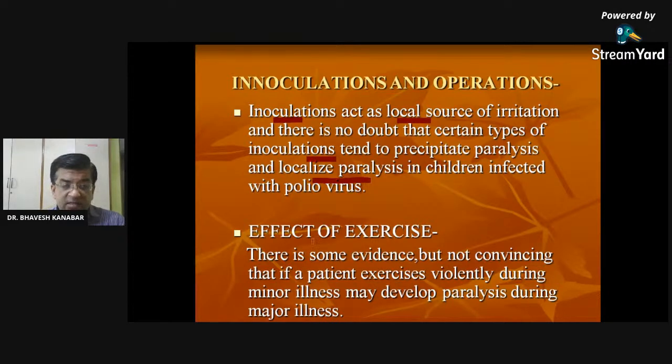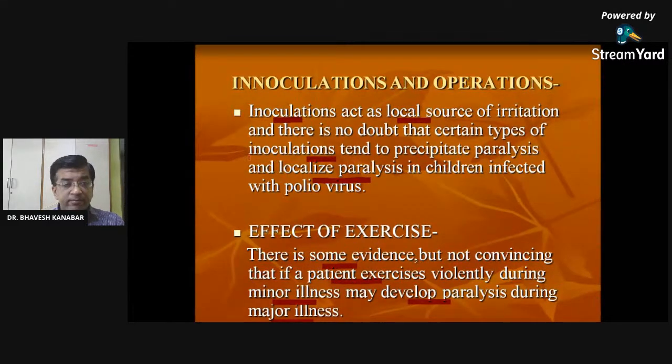Effect of exercise. There is some evidence that if a patient exercises violently during the minor illness, it may develop into paralysis during the major illness. So if any person has poliovirus infection in the alimentary tract, in the GIT, and if that person does regular, vigorous exercise, then that can result in paralysis also if you have poliovirus infection in your body.